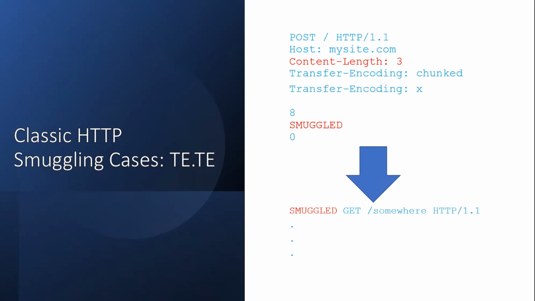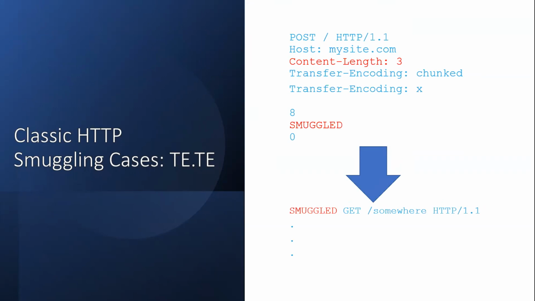There's one additional case which is very interesting. What if, let's say, both front-end and backend support transfer encoding? Now here it gets interesting because the front-end can support content length. It can, but it will prefer transfer encoding when presented with one.